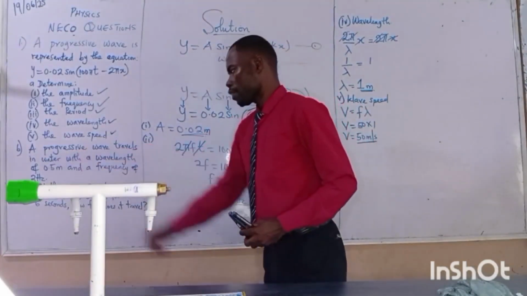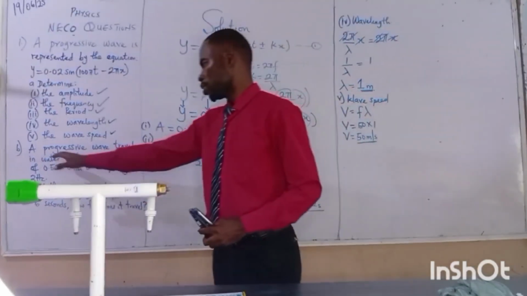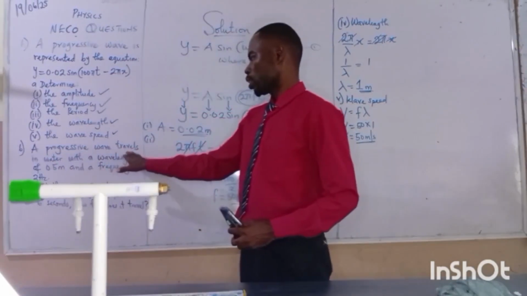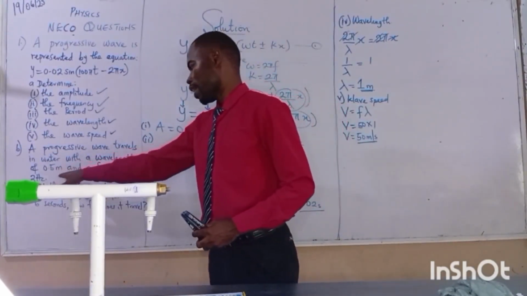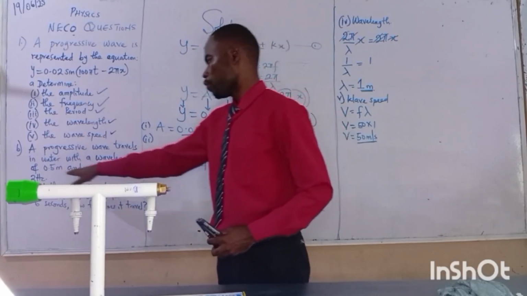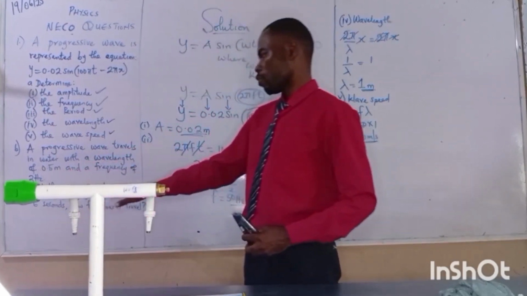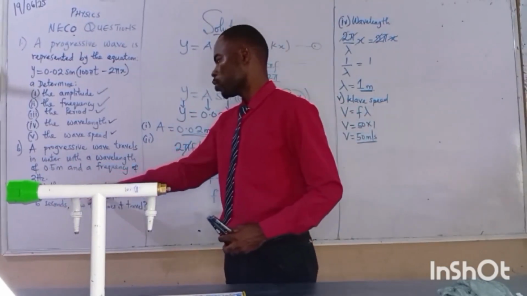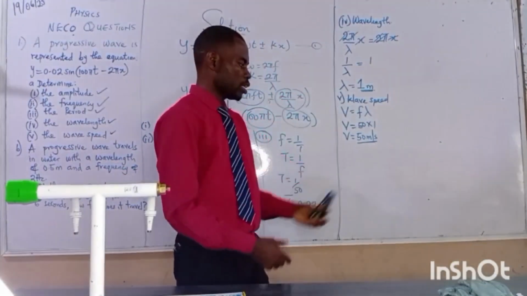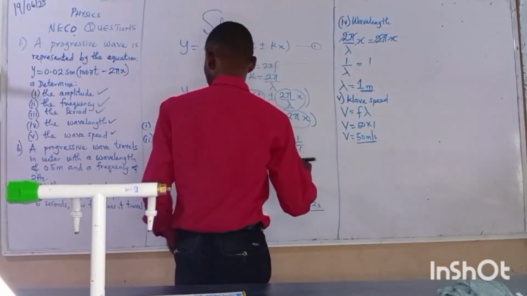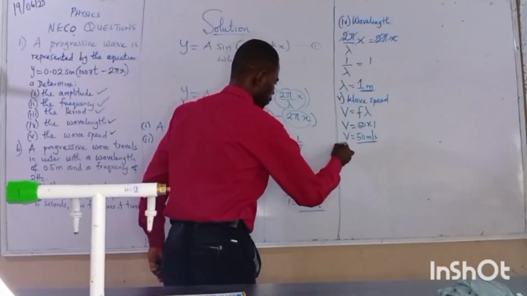Now, we have the B part. It says a progressive wave travels in water with a wavelength of 0.5 meter and a frequency of 2 Hz. And we have a question under it that you should find the wave speed. That is, we are going to use the same formula we used here. So let's just put the solution here for that B.